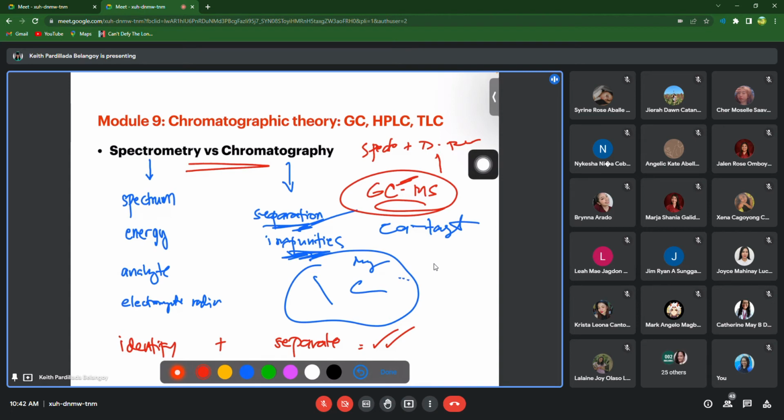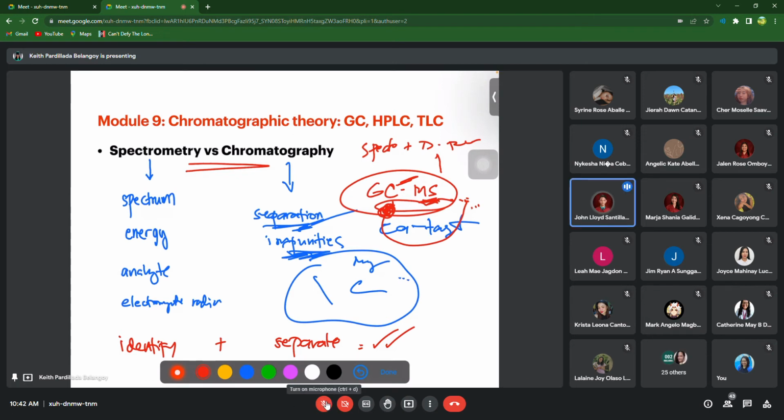So there is separation and there is identification, and because the two can be used together, gamitin sila. So if you remember your mass spectroscopy, sa mass spectroscopy, sure ka nga ana ni siya nga sample. But you wanted to make sure na kanir gud siya nga sample. So you wanted to separate the other components using your gas chromatography or the other chromatographic separation techniques. Okay? Is that clear? Follow pa? Yes po.